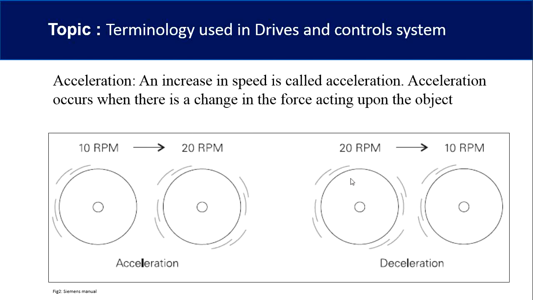Acceleration. And what is acceleration in speed? It is an increase in speed. And what is deceleration? It is a decrease in speed. So here I have 10 RPM. I increase the speed, it is 20 RPM. It was 20 RPM, I decrease the speed, so it is 10 RPM. Okay.